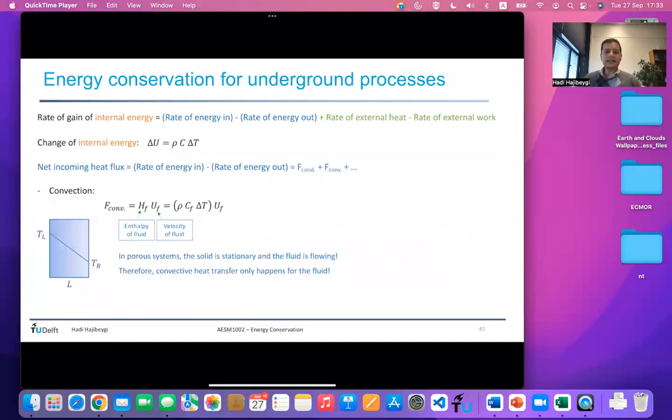Okay, what else can happen? Apart from conduction, I can also have convection. Convection is happening with the fluid flow stream.